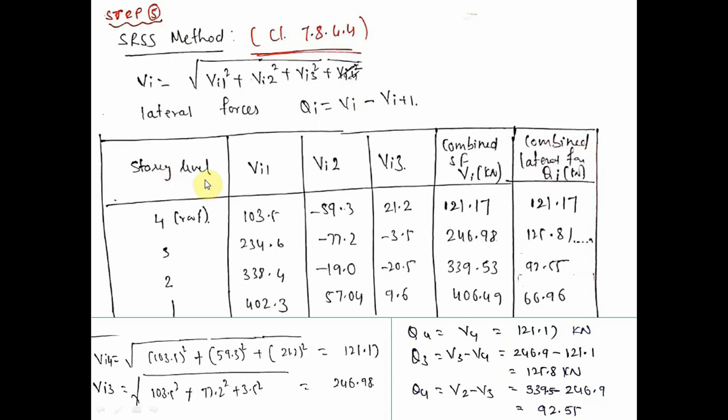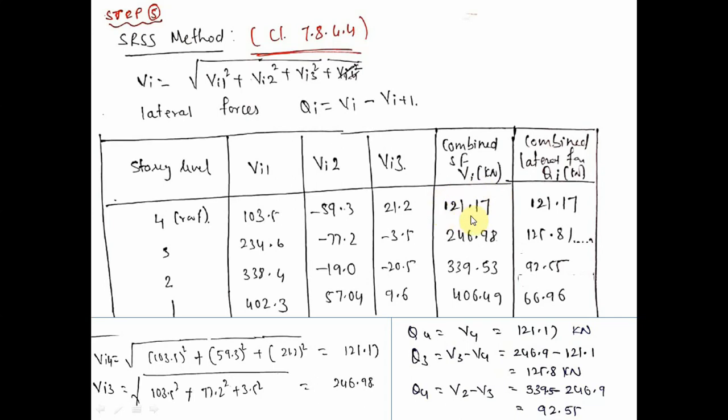Now from the earlier tables, write the values of V_i1, V_i2, V_i3. These values you have already calculated. From that, calculate the values of combined shear force V_i using this equation. I have shown a typical calculation here. V_i4 is the square root of 103.5 squared plus minus 59.3 squared. The square of a negative number will again be positive, so I have directly taken it as positive here. Plus 21.2 squared, you get 121.7.